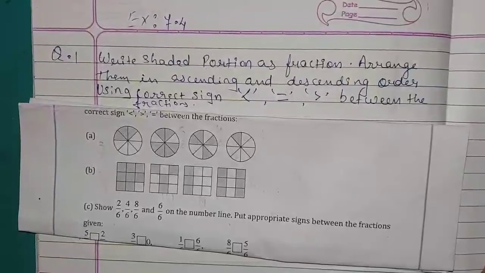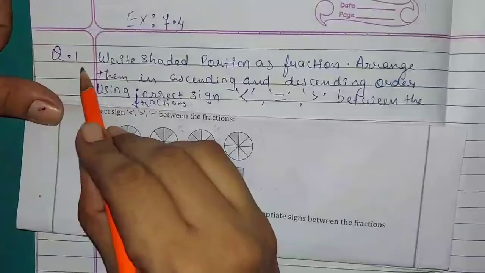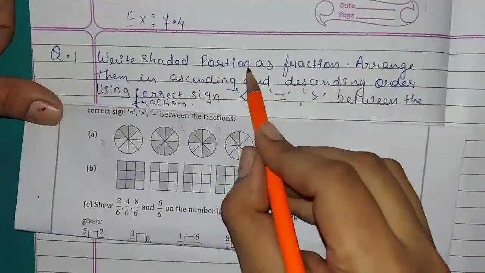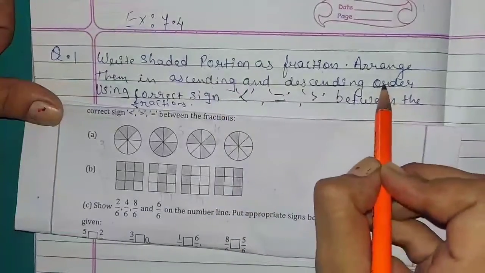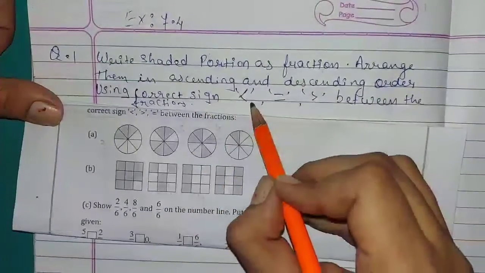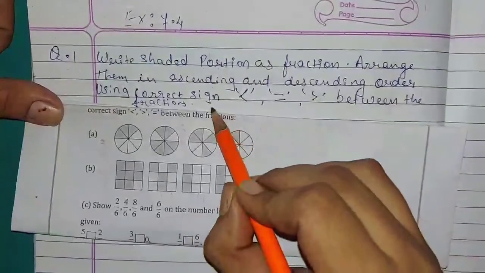Hello students, let us solve exercise 7.4 examples. Question 1. Write shaded portion as fraction. Arrange them in ascending and descending order. Using correct sign less than, equals to, greater than, between the fractions.